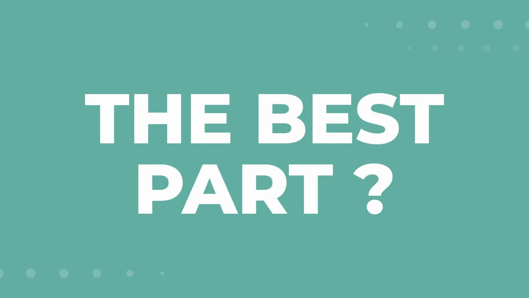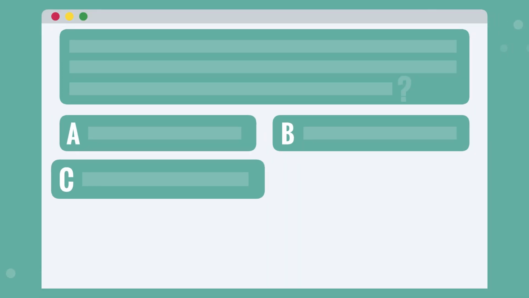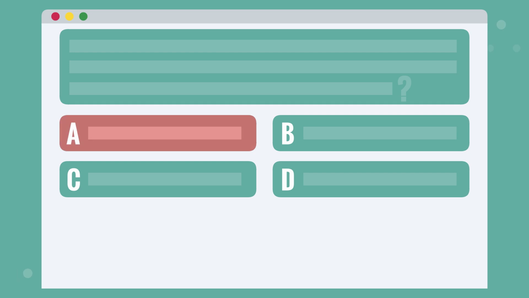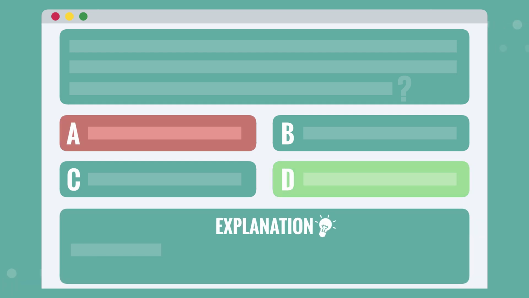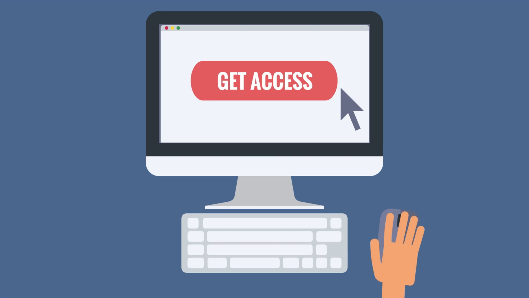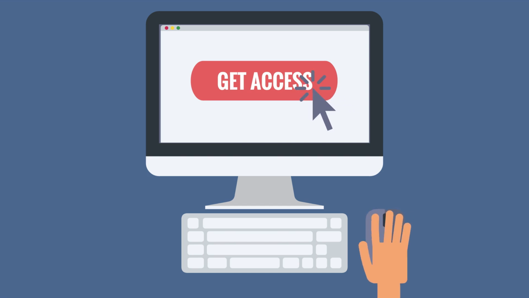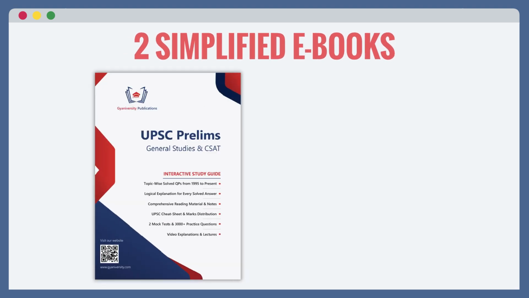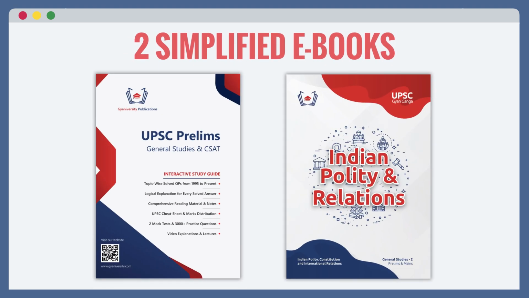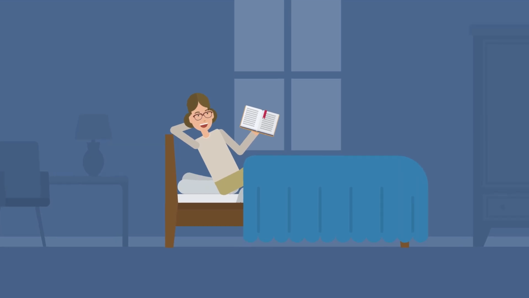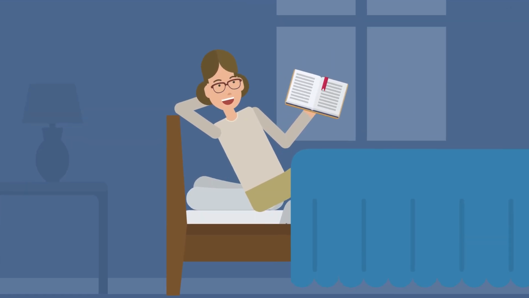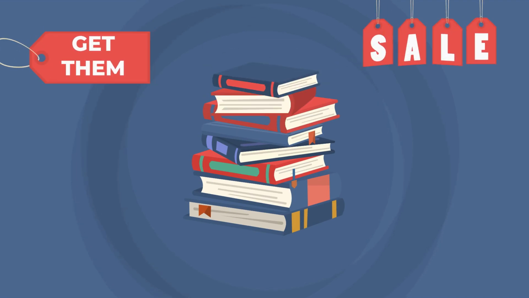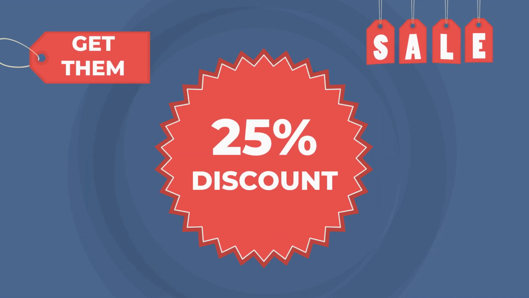The best part? With each test and practice question, you'll receive immediate results and explanations guiding you through the logical reasoning behind every answer. You'll also get access to 2 simplified ebooks covering everything you need for Indian polity in great detail. If you're old school and love the feel of printed pages, you can get hard copies at a special 25% discount within the course.